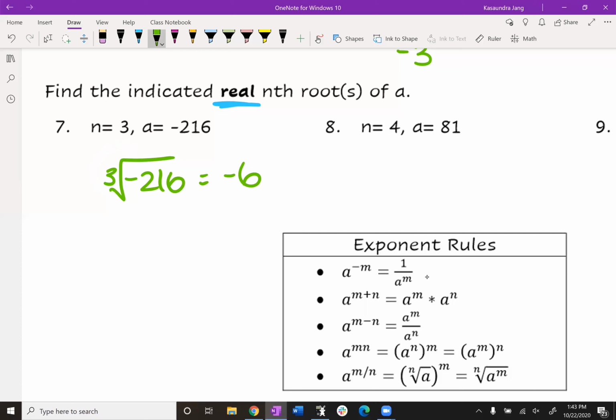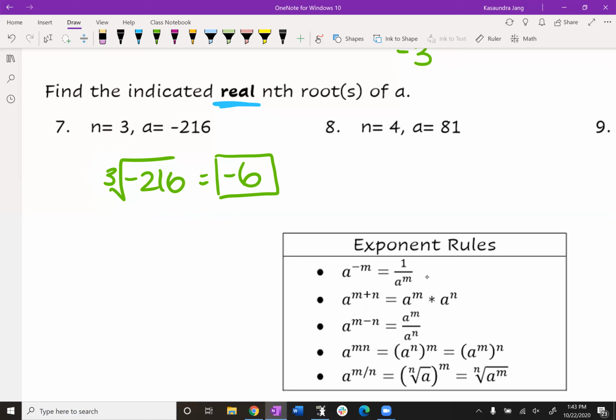Question. It wouldn't be a real number because of the negative inside, right? Because of the negative under an odd root, there's going to be no imaginary numbers. Only if I have a negative under an even root. Exactly.